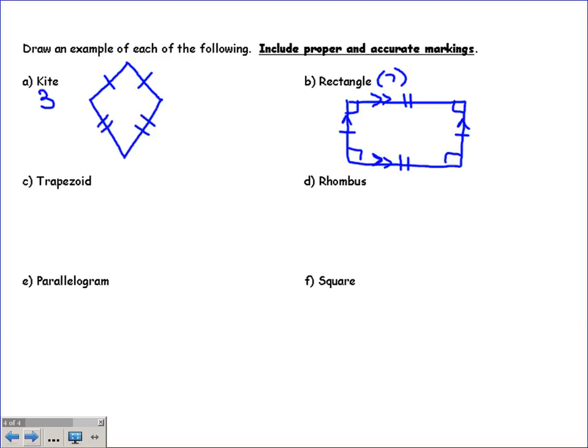Trapezoid. 3 characteristics. 4 sides, 4 angles. 1 set of parallel sides, 2 parallel sides. That's it. Trapezoid.